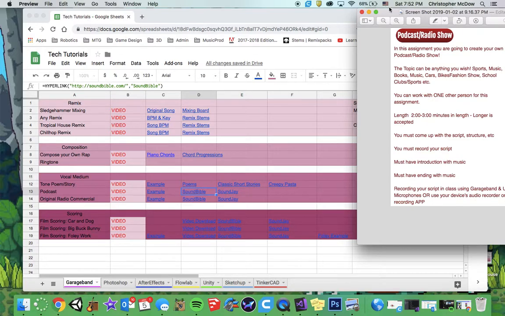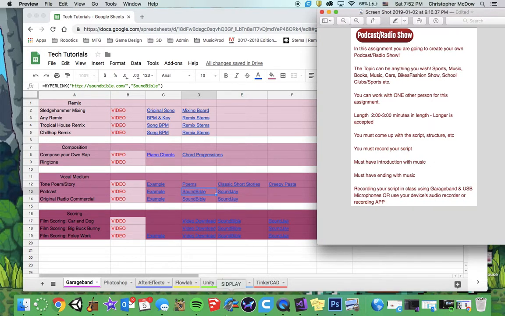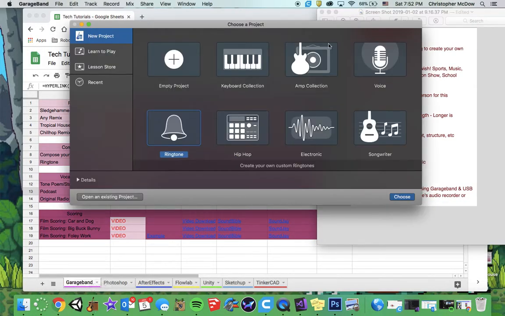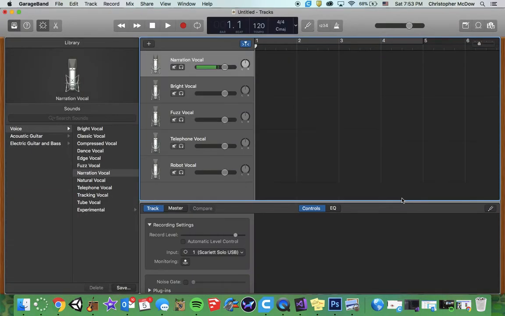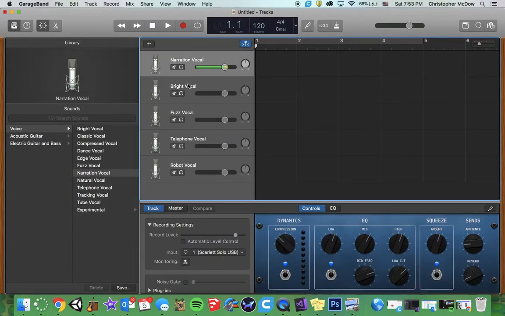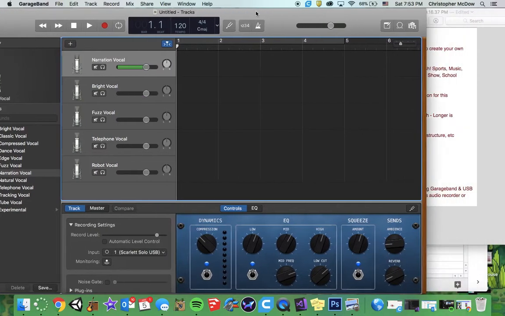So your assignment, you're going to go to GarageBand. You're going to create a podcast. So I would go over to voice, probably. I think that's probably your best bet. So it already has these different vocal things set up for you to work with. You can choose which one you like, and then you would delete the track that you don't like.